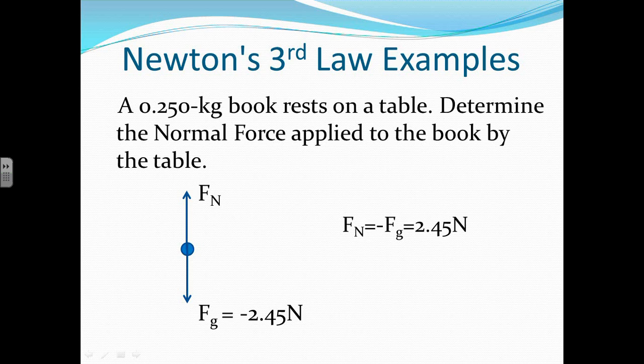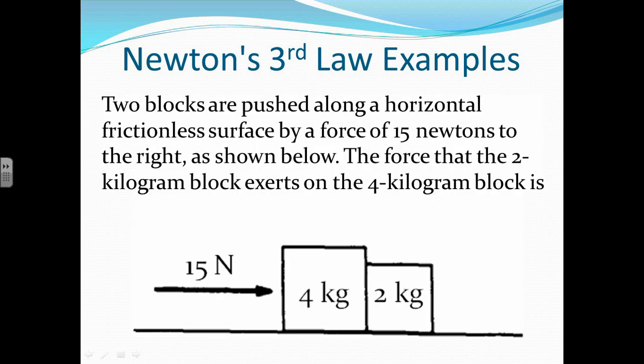Let's try one more example on Newton's third law. And this is an example that is modeled after an actual AP Physics C problem. In this problem, it states that two blocks are pushed along a horizontal frictionless surface by a force of 15 newtons to the right. And this is shown below. The force that the 2 kilogram block exerts on the 4 kilogram block is what? We're trying to figure out the force between the two blocks.